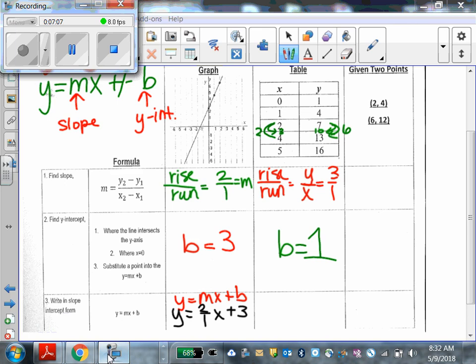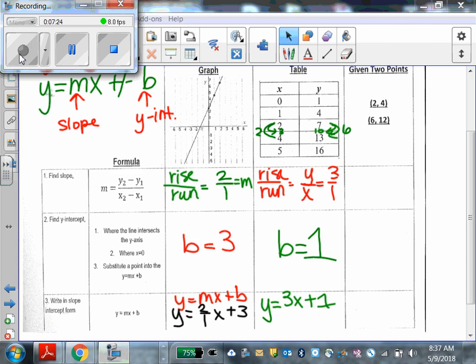And now you can write the equation. What would the equation be? Y equals 3x plus 1. That's easy. You know the slope, you know the y-intercept. Try number 3 on the back.